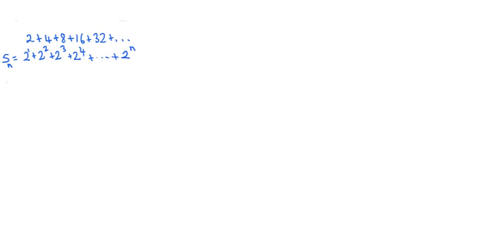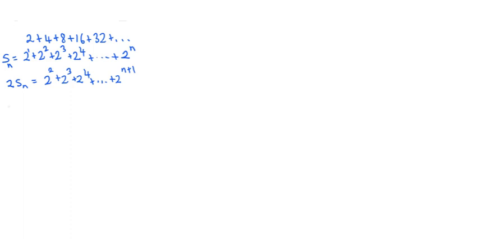We know that each term is increasing by a factor of 2 in this series. Let's multiply this series by that factor of 2. We then get 2 times Sn on the left hand side, and every term on the right hand side will be multiplied by 2. So we get 2 to the power of 2 plus 2 to the power of 3 plus 2 to the power of 4, and so on, until we get to 2 to the power of n plus 1. Notice how all the exponents have increased by 1.